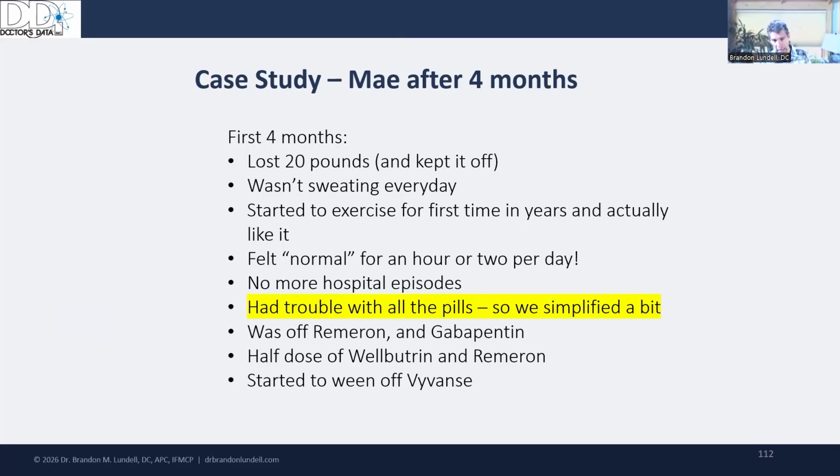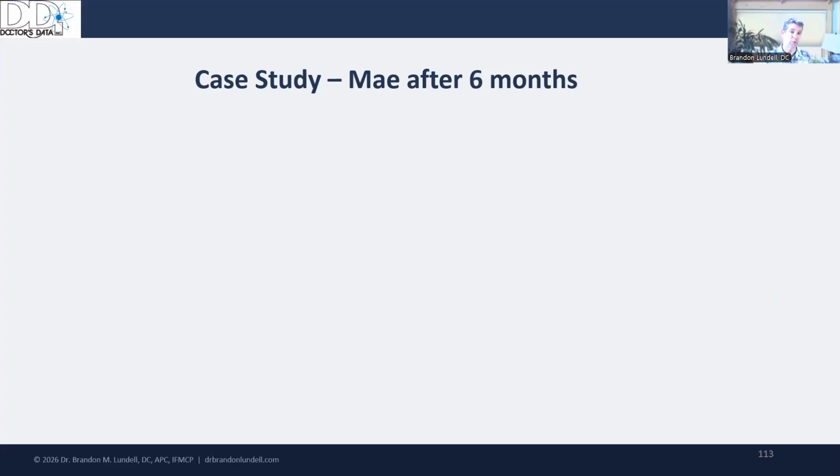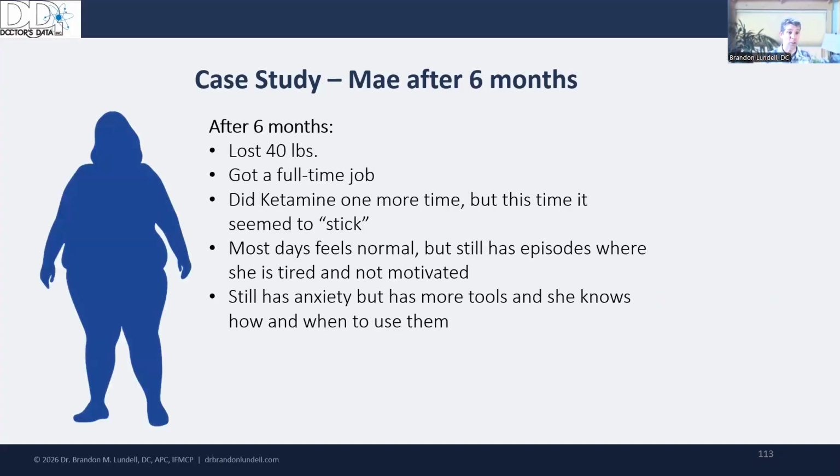I guess she started a half dose of Remeron, but at 4 months she was off Remeron, and she started to wean off of her Vyvanse, which is very tough to wean off, as you know, those of you who have helped patients do that. After 6 months, she lost 40 pounds. She got a full-time job. She did ketamine one more time, but this time it actually stuck.